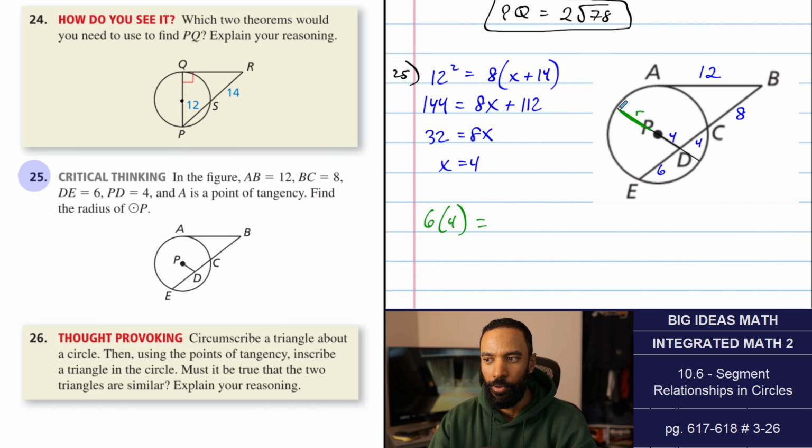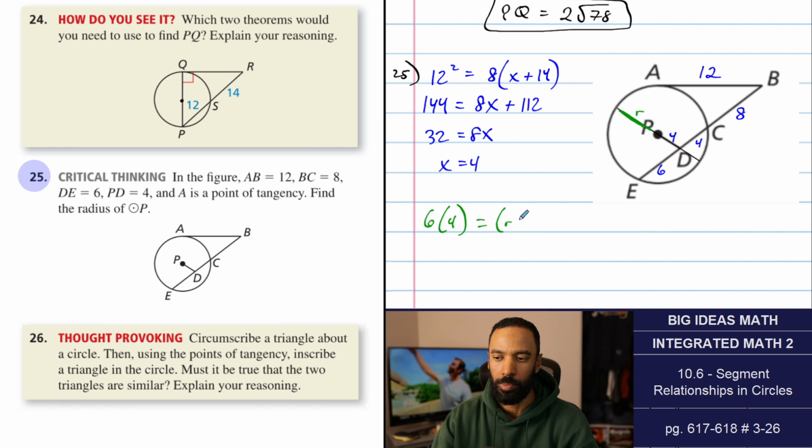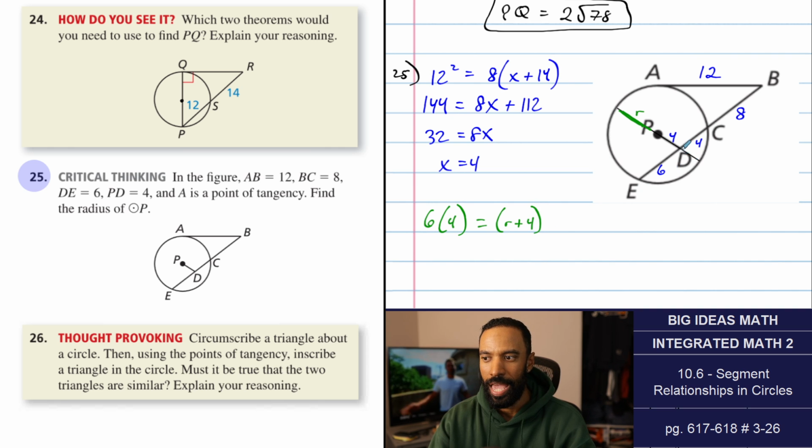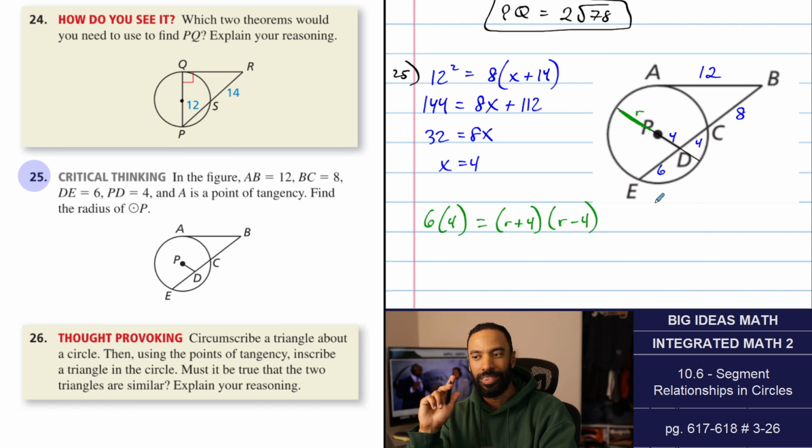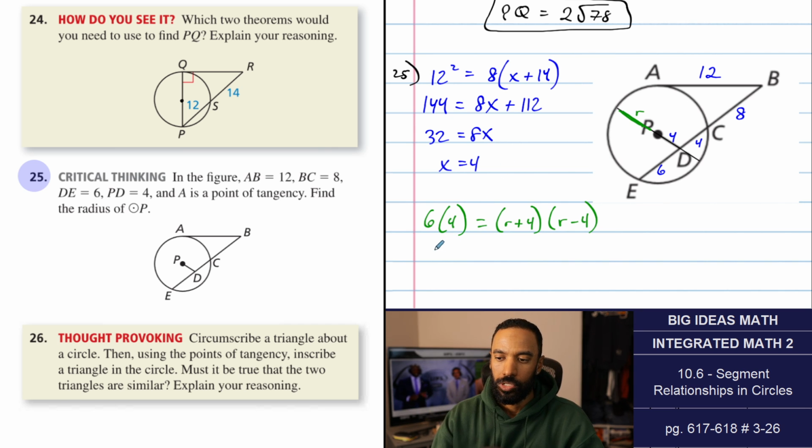R plus 4 is the length of this segment of this chord. So I can multiply r plus 4 with this one here. Remember, this length would be r, but I got to take 4 away from that part, and this will be r minus 4. So I think this will be r minus 4 there. And this is where we solve for a radius. I believe that's our setup.